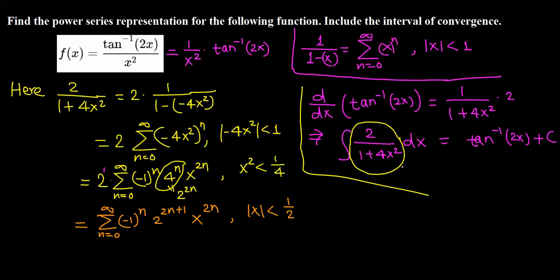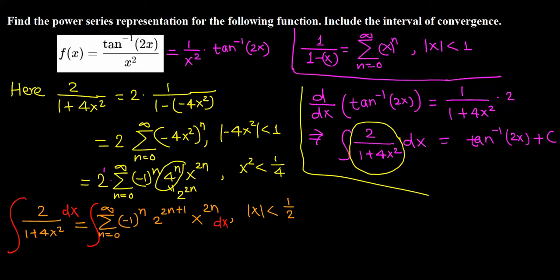Okay, so we look at the right-hand side, come back here. So we have the power series for 2 over 1 plus 4x squared, which is here. Now we're going to integrate both sides. So this is 2 over 1 plus 4x squared. Now integrate both sides with respect to x. Then this antiderivative gives us the right function we are looking for, tangent inverse 2x.